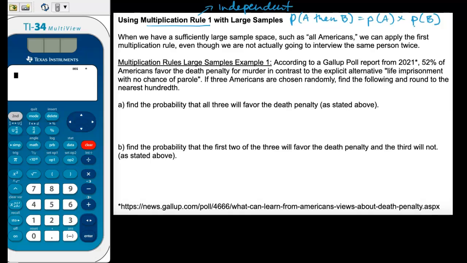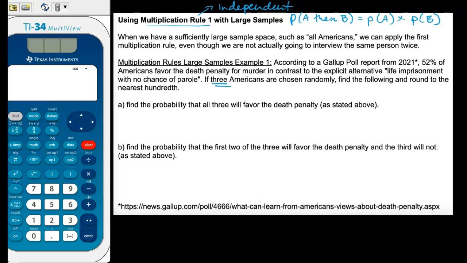According to a Gallup poll report from 2021, 52% of Americans favor the death penalty for murder in contrast to the explicit alternative, life imprisonment with no chance of parole. If 3 Americans are chosen randomly, find the following and round to the nearest hundredth. We want to find the probability that all 3 will favor the death penalty.